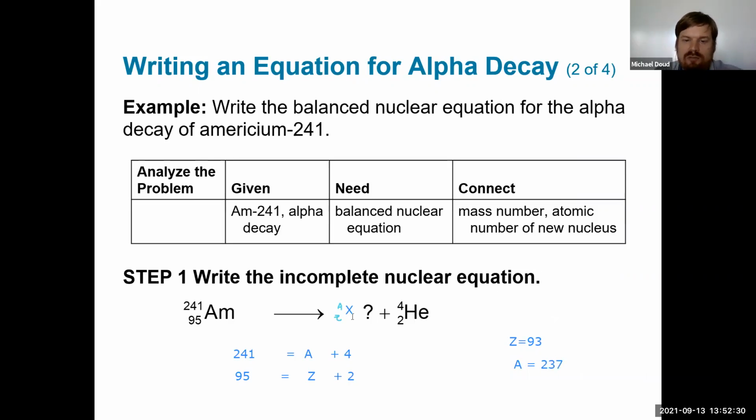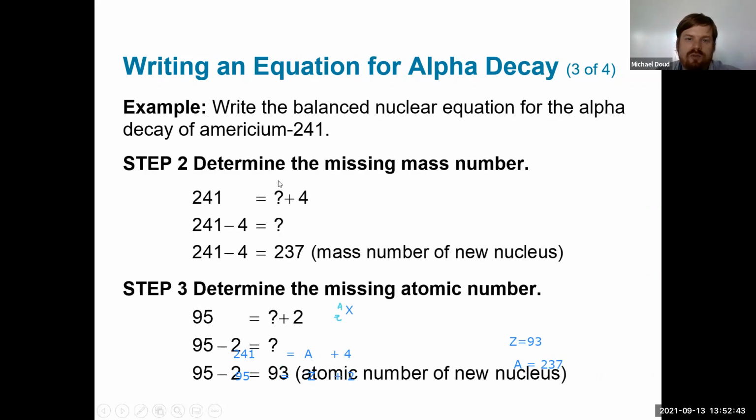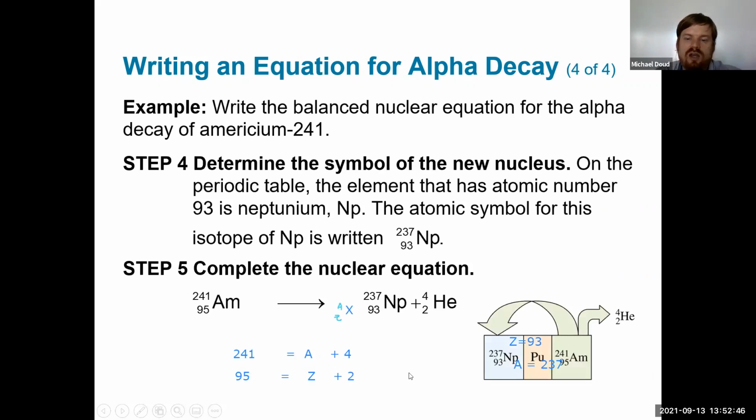Okay, that's pretty good. Now, how do we determine the identity of element X? We know it already because we know the atomic number Z. It's 93, so all we have to do is look it up on the periodic table. There you go, it is neptunium. So the new element has to be neptunium-237. That's our new isotope here. That's what happens, and that's how you can do that for any alpha decay.